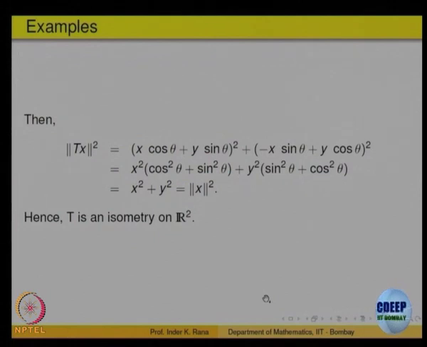And rotation in R3 also is actually an isometry. What about translations? Translations are not linear, so we can't call them isometries, but they are called rigid motions.